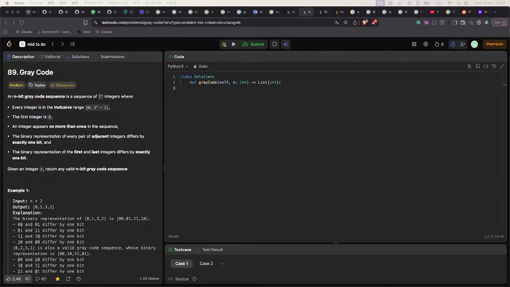This is my English speaking practice, and I solve coding problems on LeetCode, and today I will work on this problem, Gray Code. Okay.